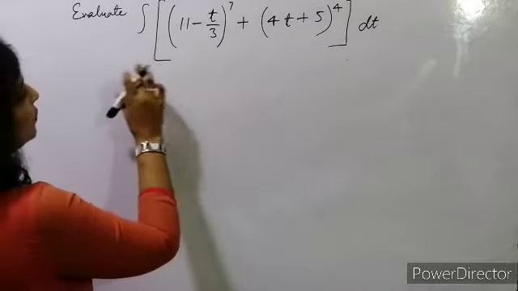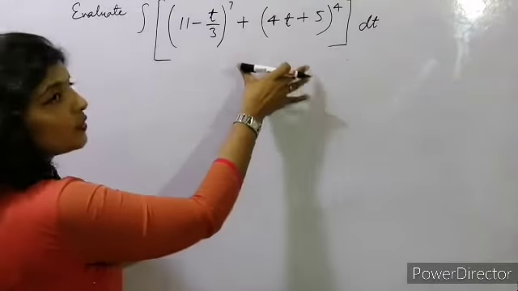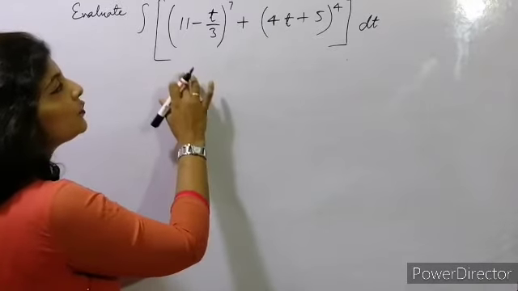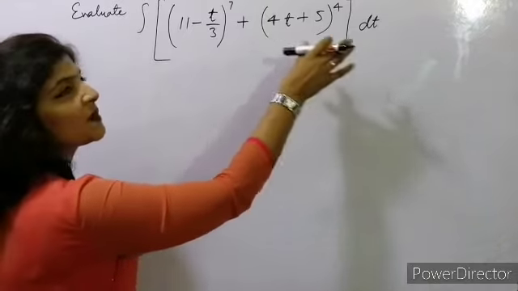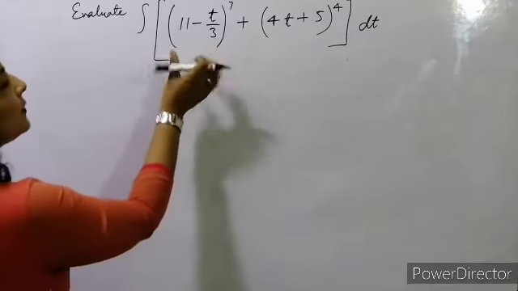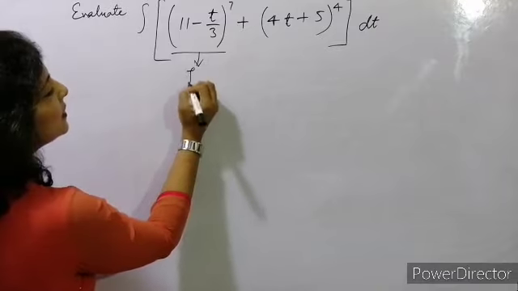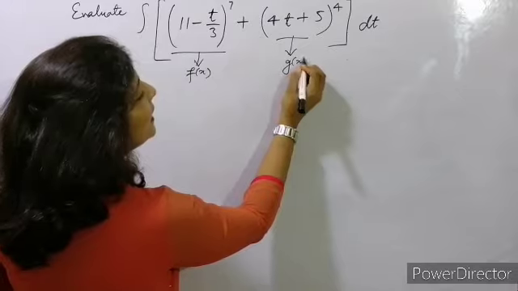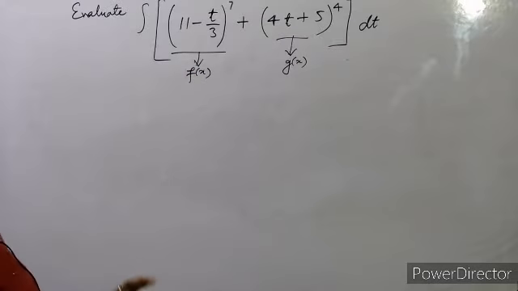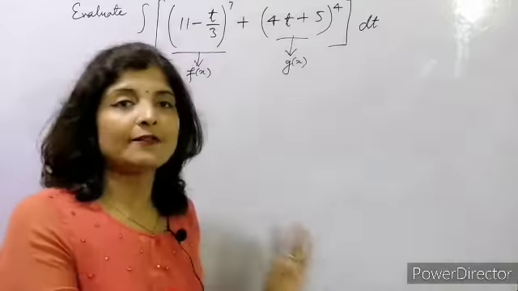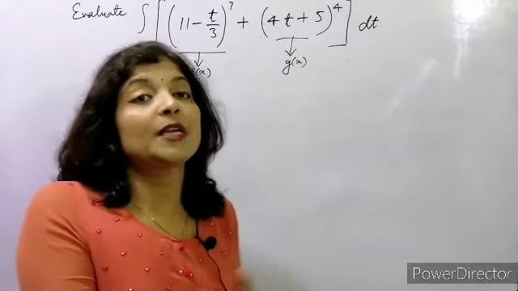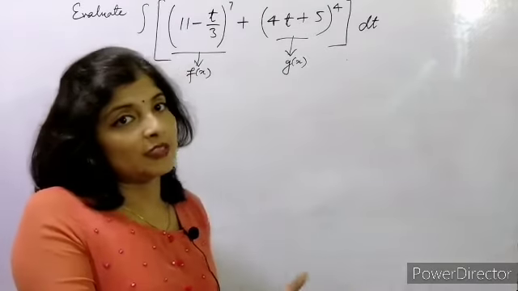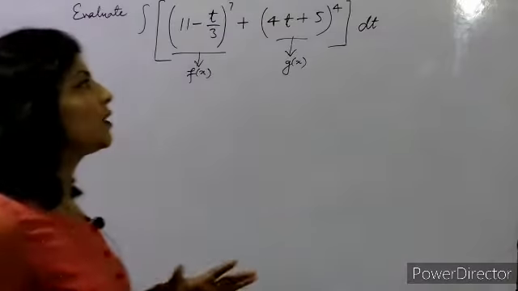Now we have a question, we have to evaluate this function. This is a function of t, and we have to find its integral with respect to t. Let's consider this as f(x) and this as g(x). In the case of f(x) plus g(x), when we find the integral with respect to x, we integrate f(x) with respect to x and g(x) with respect to x.